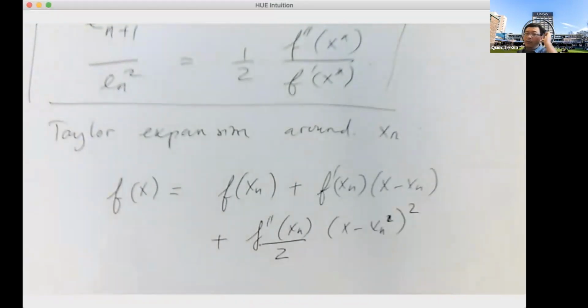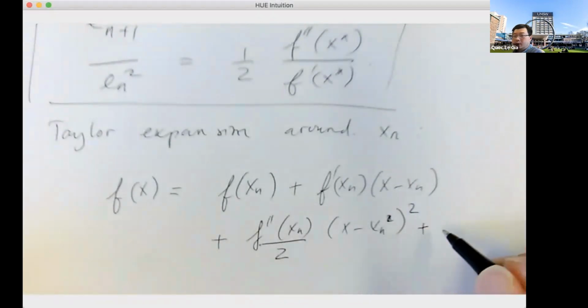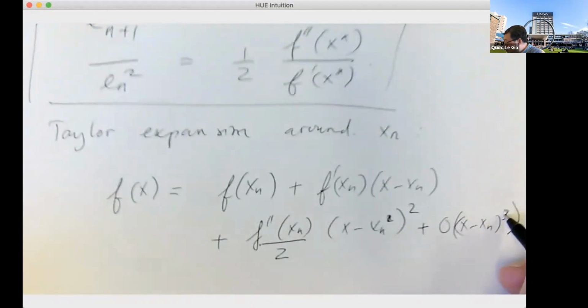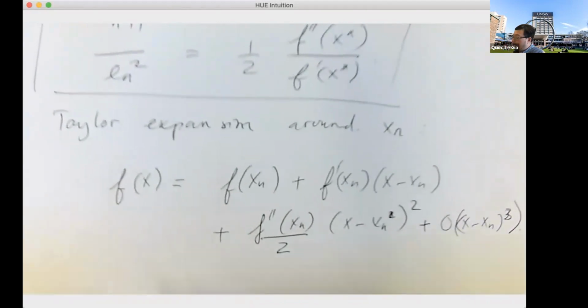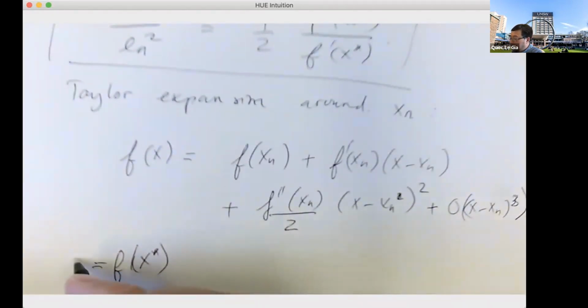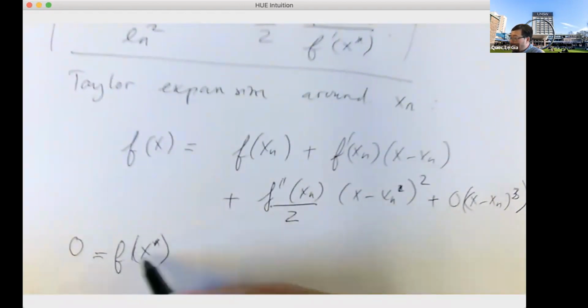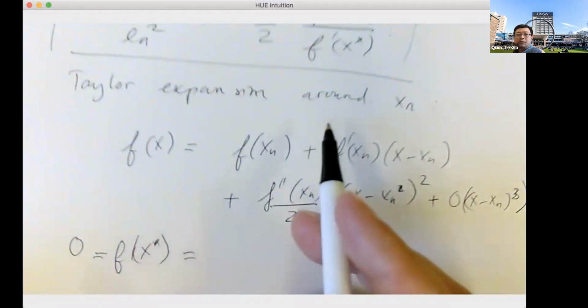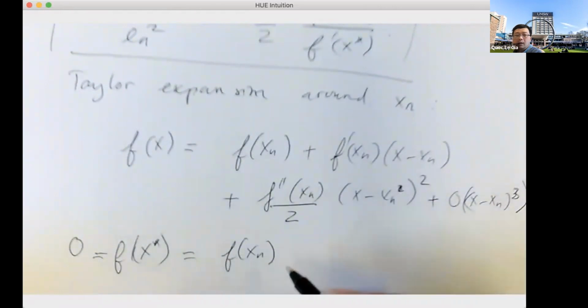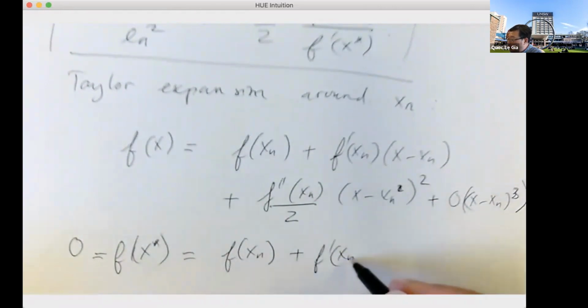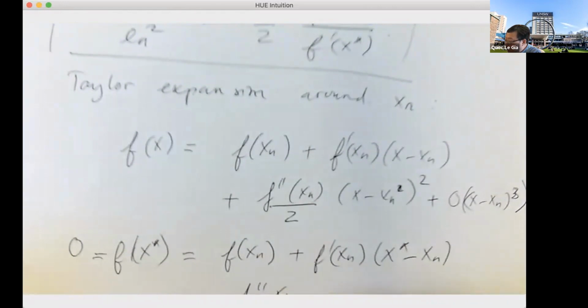Now there are higher order terms, so I just put x minus xn cubed for the higher order terms. We ignore that for the moment. Now what happens if I put x equal x star? Remember x star is the solution of f of x, so f of x star just equals 0. And now what does this formula become? It becomes f of xn plus f prime xn times x star minus xn, plus f double prime xn over 2 times x star minus xn squared.